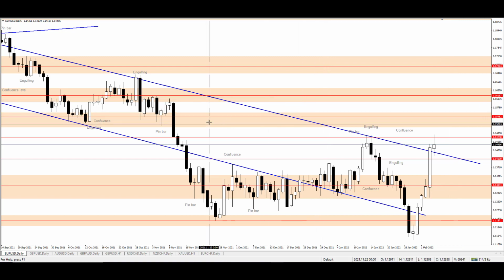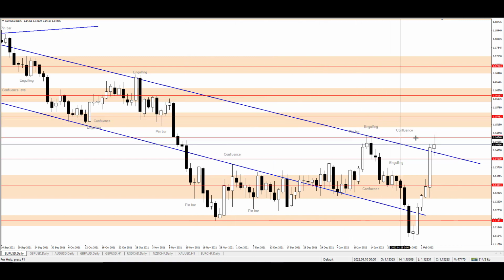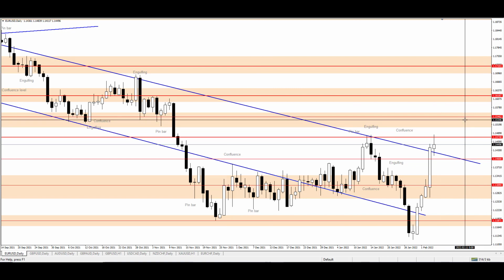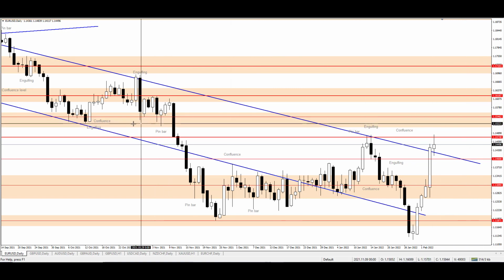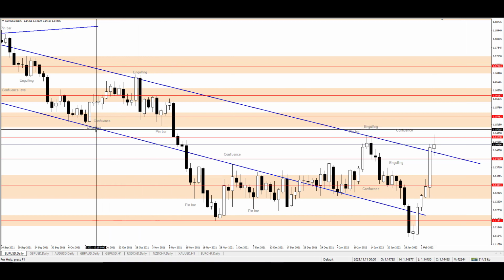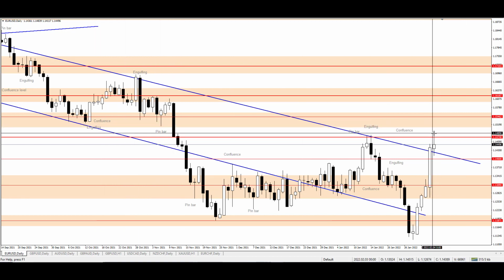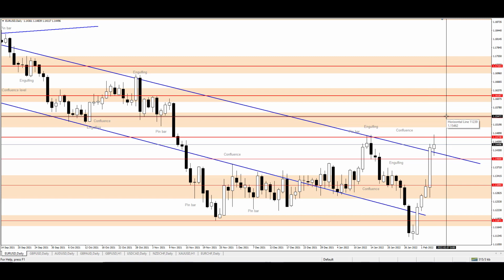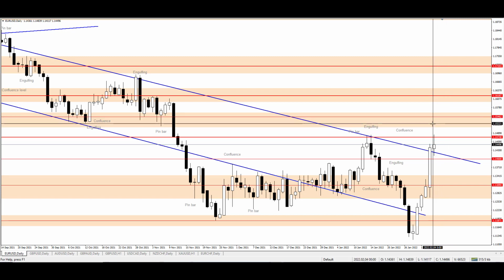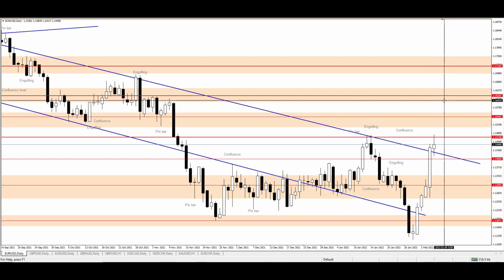What we can see in the past is this area between 1.14748 and 1.15462 is an area where the price did not find any support or resistance. So we can expect, if the price manages to close the day above this level, this will be a free area where the price should not find any resistance until it reaches here.